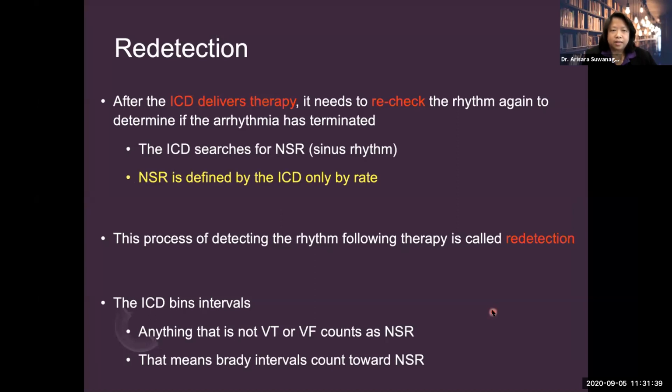If it's in sinus rhythm already, it will call it sinus rhythm, and this will be detection by rates only. So if the rates drop below the detection zones, it will define it as sinus rhythm. Even though it's still sinus tachycardia or a slow VT, if it's not meeting that zone, it will define it as sinus rhythm because this is how they program it.